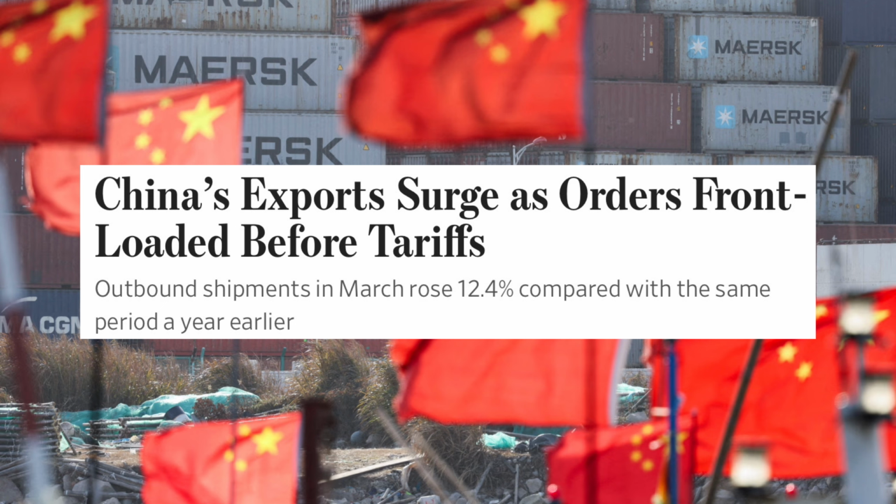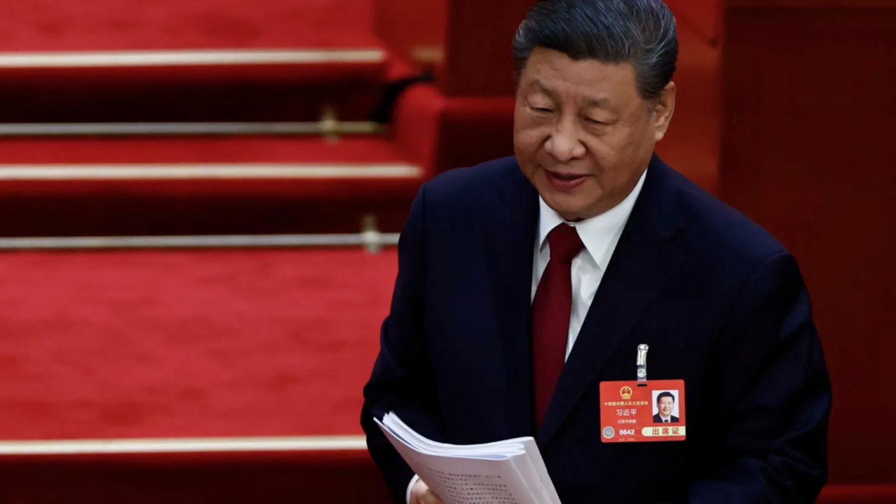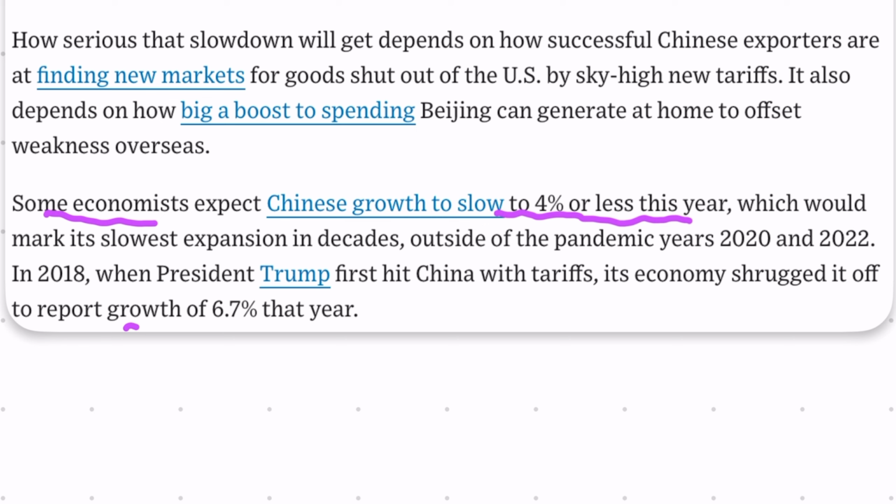Now, China did see a boost in exports back in March in an attempt to front load these tariffs, but for China, this was essentially the calm before the storm, with some economists expecting the growth rate of the Chinese economy to slow to just 4% this year. And that would be a huge impact on the Chinese economy, far surpassing the impacts of the first trade war, where China still had economic growth throughout that time of 6.7%.